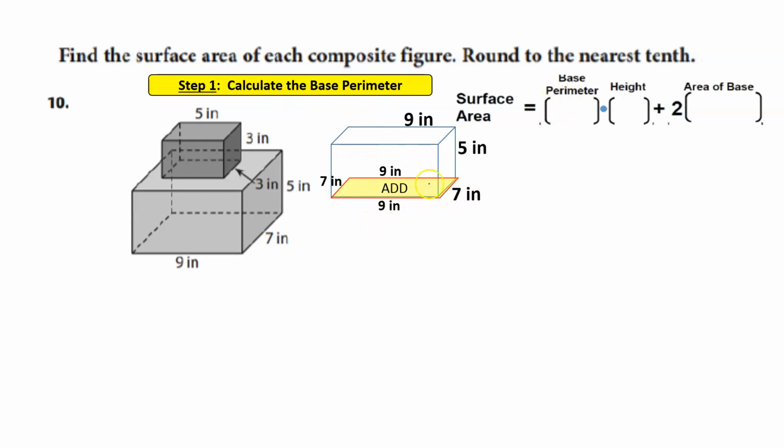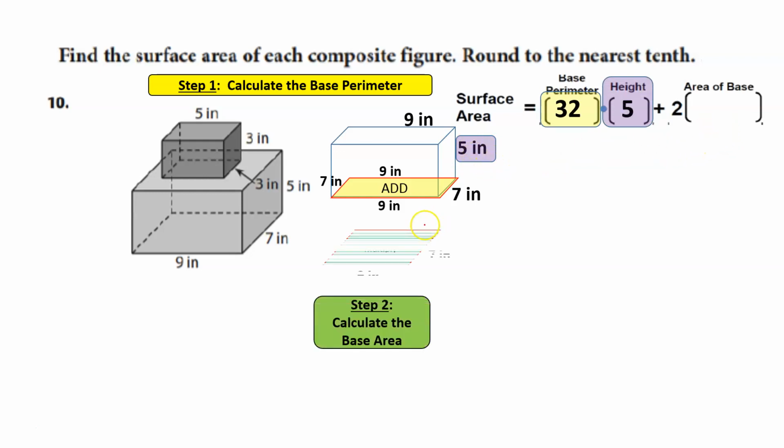In this case, this is a 7 and 7, a 9 and 9. So let's go ahead and add those numbers together. And unpause. Hopefully you got 32. The height of our box is about 5 inches. And for the area, this is a 9 by 7.